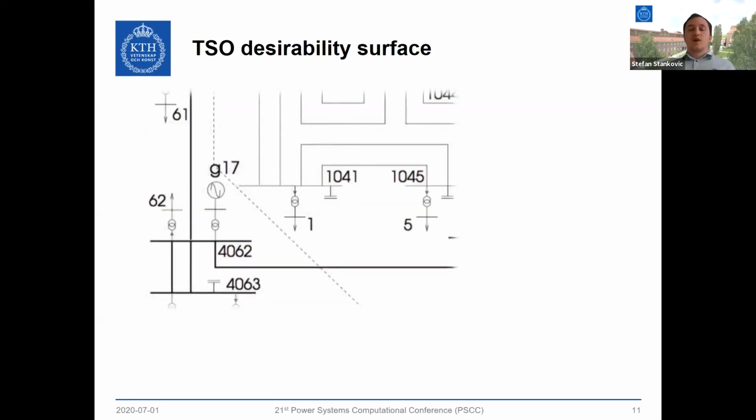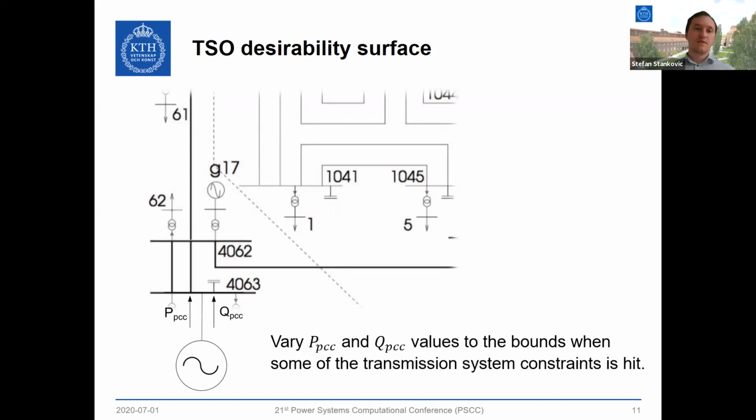Okay, so how do we find this transmission system TSO desirability surface? We can add an artificial generator on some bus of the transmission system grid, and then we vary the active power and reactive power injections of this artificial generator until we hit the operating bounds of the transmission system operator.